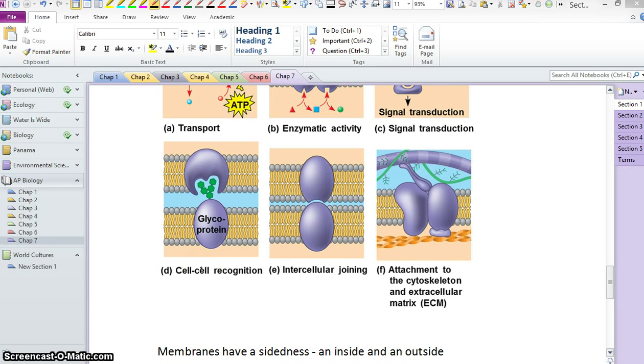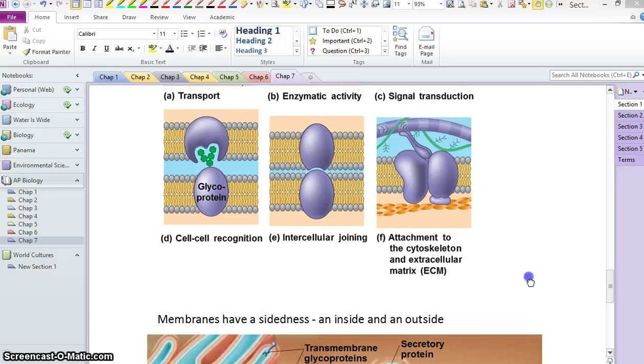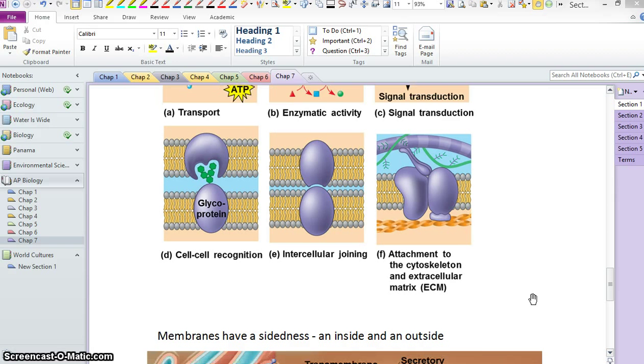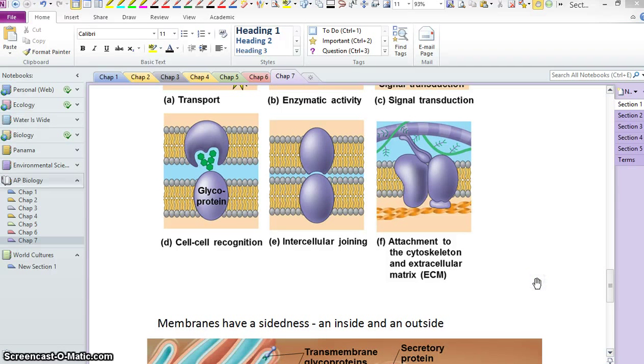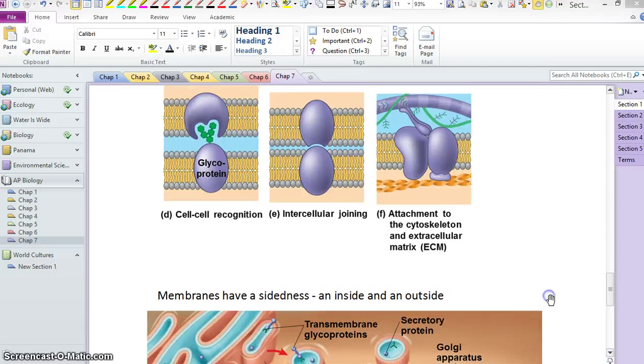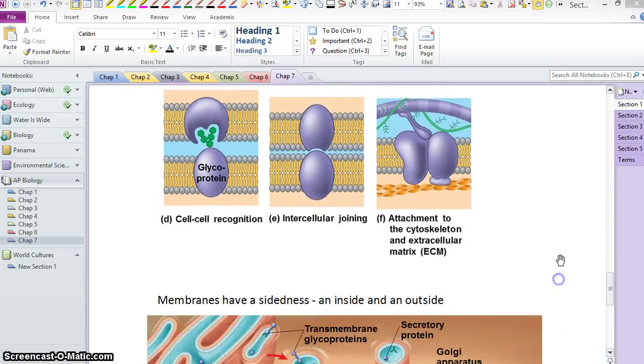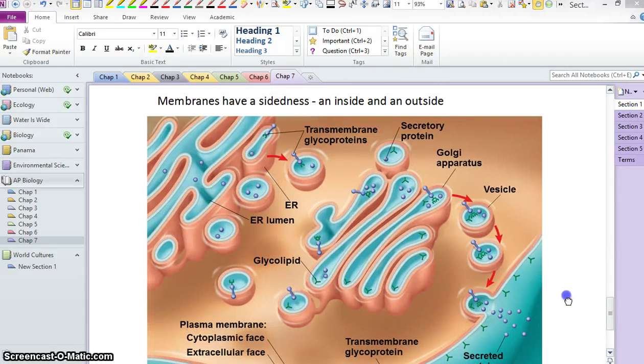Cell-to-cell recognition, some of those glycoproteins that we talked about serve that function. Basically gluing cells together. Talked about that with those tight junctions, I think they were called, from the previous chapter. And also some of them are there to attach to the extracellular matrix. So many different jobs for membrane proteins.